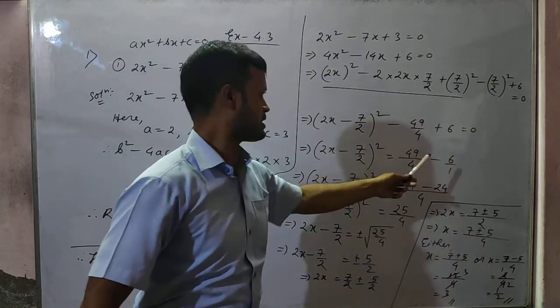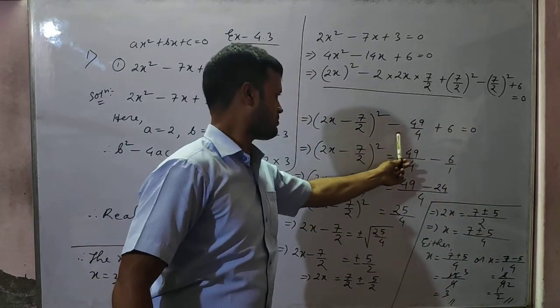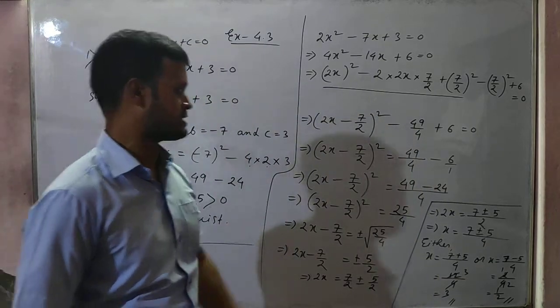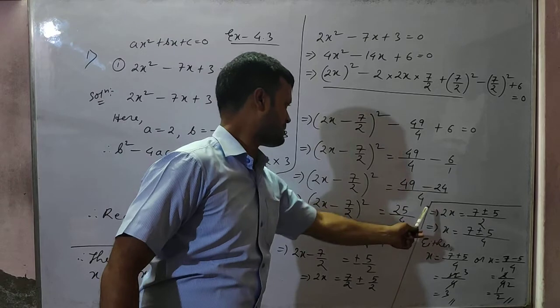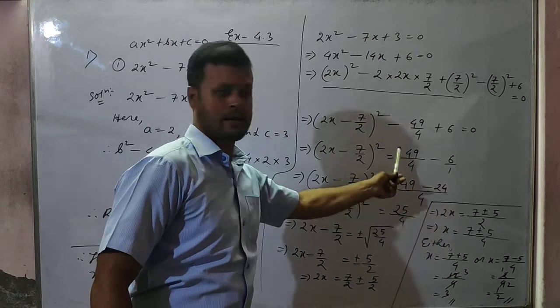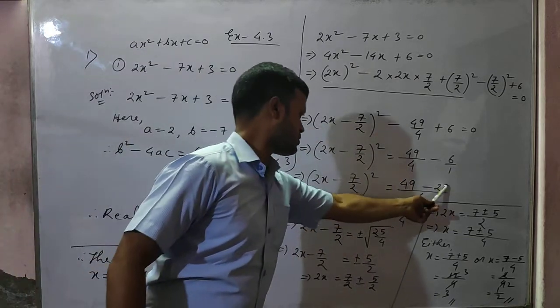7 square, students, 49 and 2 square will become 4 and plus 6 is there. Minus 49 by 4, if you take it to the right hand side it will become plus. Plus 6 if you take it to the right hand side it will become minus. 4 and 1 LCM I have taken. So 4 and 1 LCM will be 4. Above I will get 49 minus 24. And now 49 minus 24 will become 25.